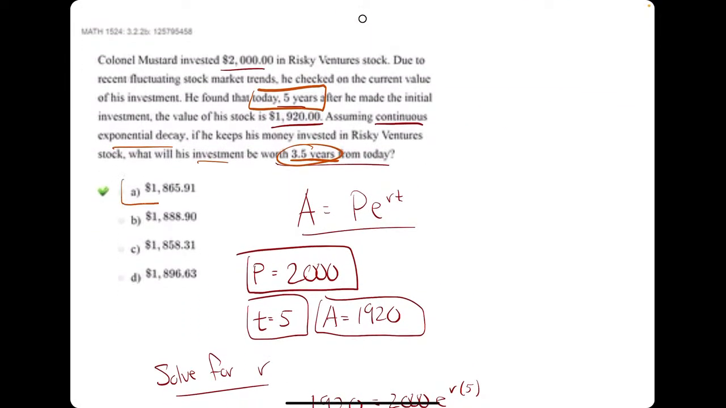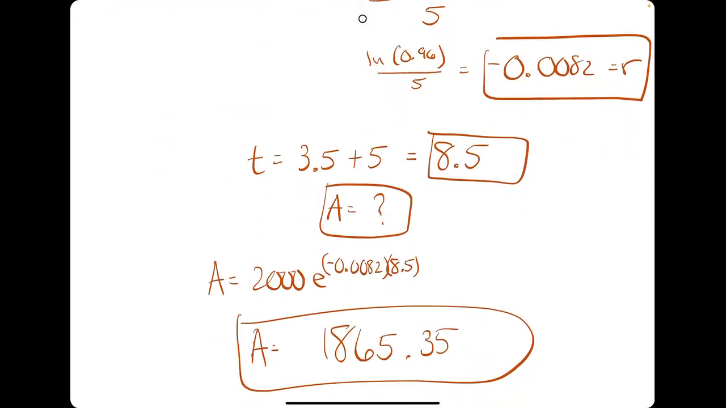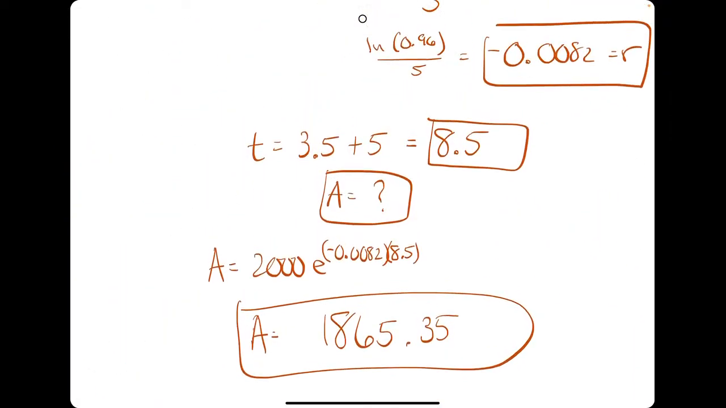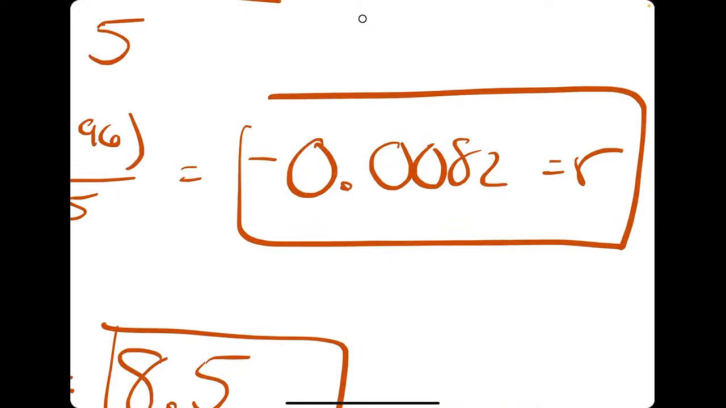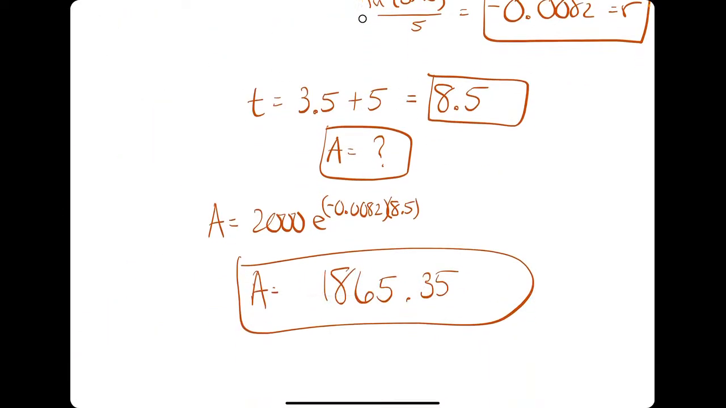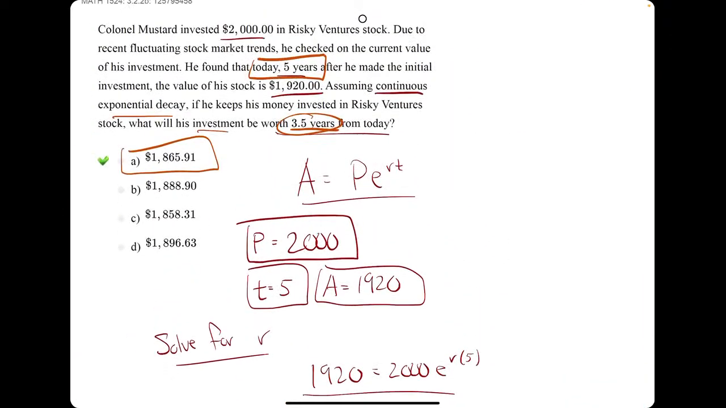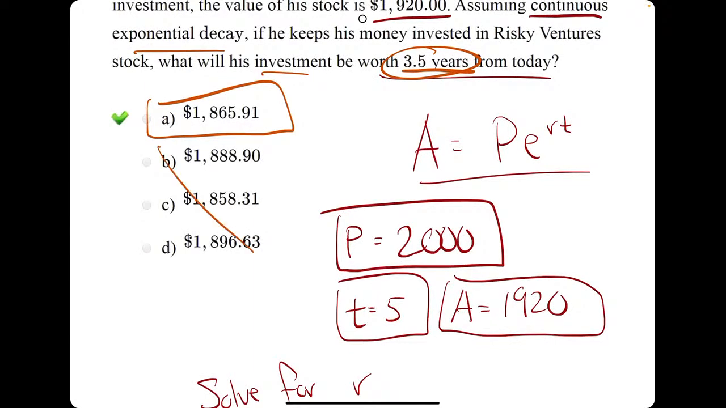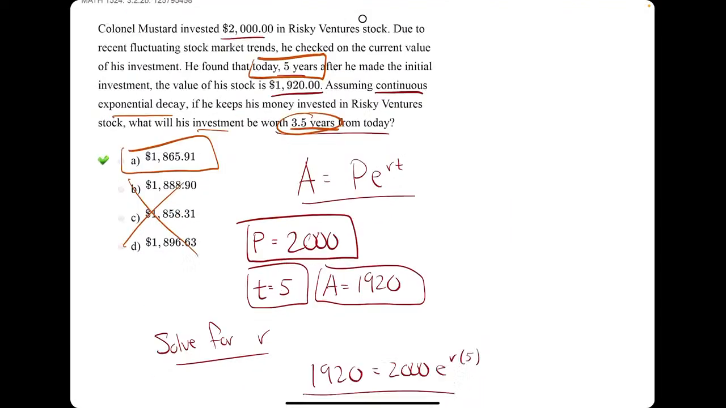So 1865.91 is close enough. I think if I had used more decimals in the R value, I would have gotten a more exact answer. But nonetheless, that should be close enough to find our correct answer here.